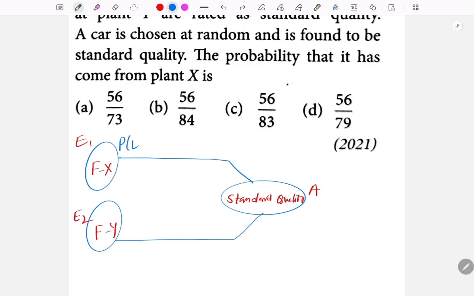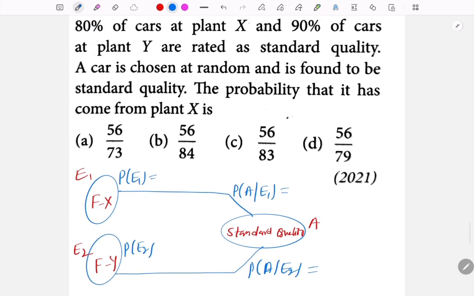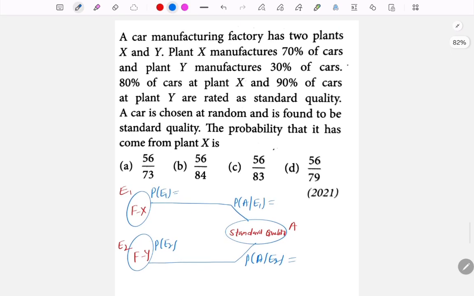E1 they give, probability of E1 they give how much, as well as P of E2 also they give, as well as P of A standard quality also they give for E1, P of A also they give for E2 case also. Write down all those values. First, observe the question, what are they giving. First P of E1 70%, P of E2 30%, P of A by E1 80%, P of A by E2 90%.